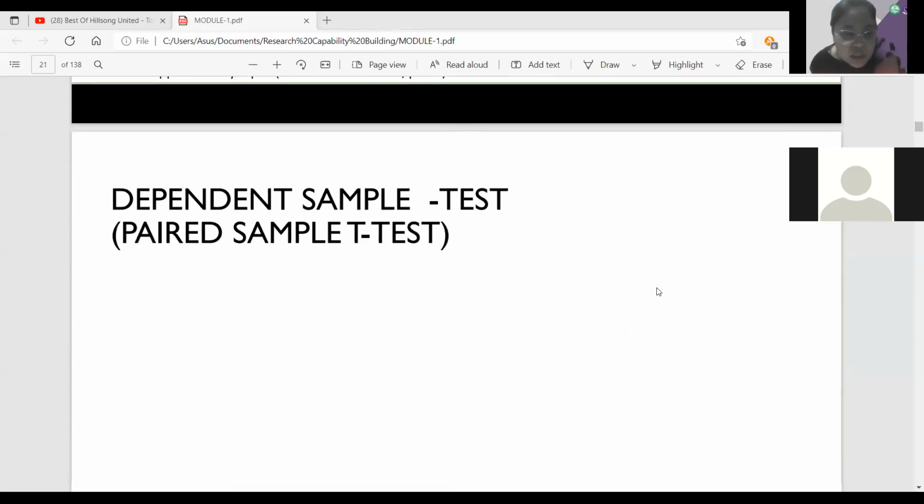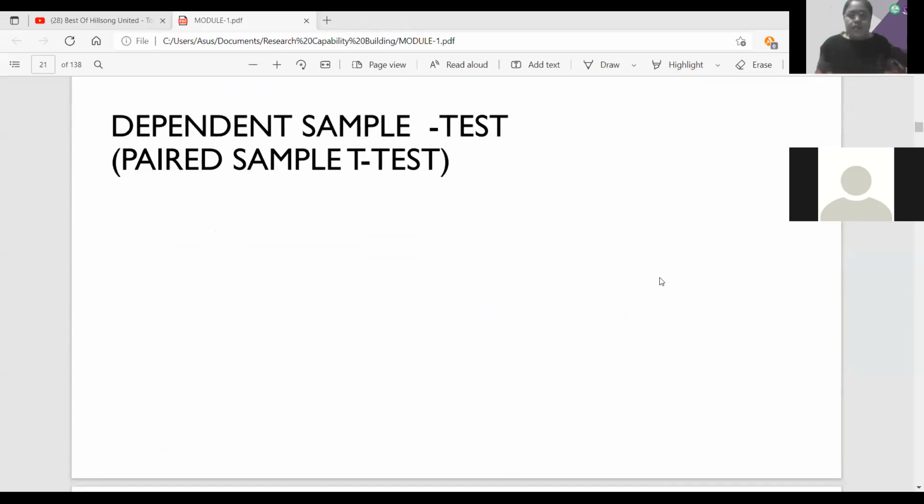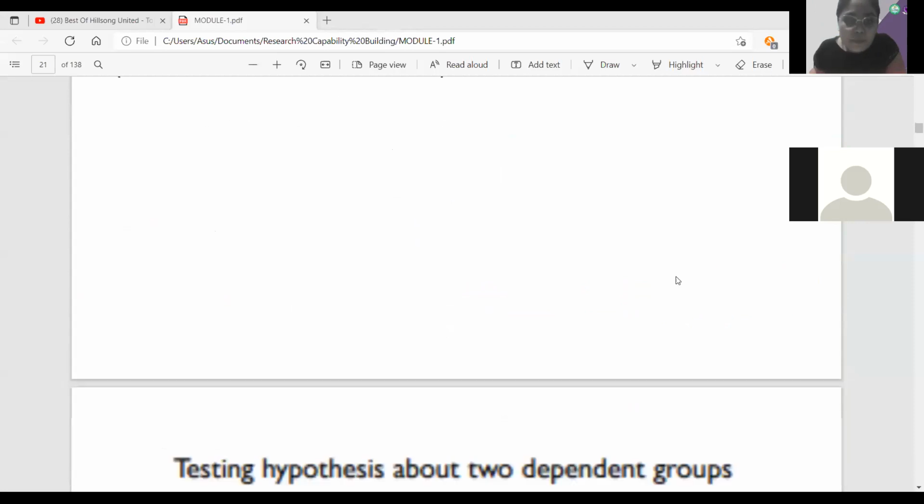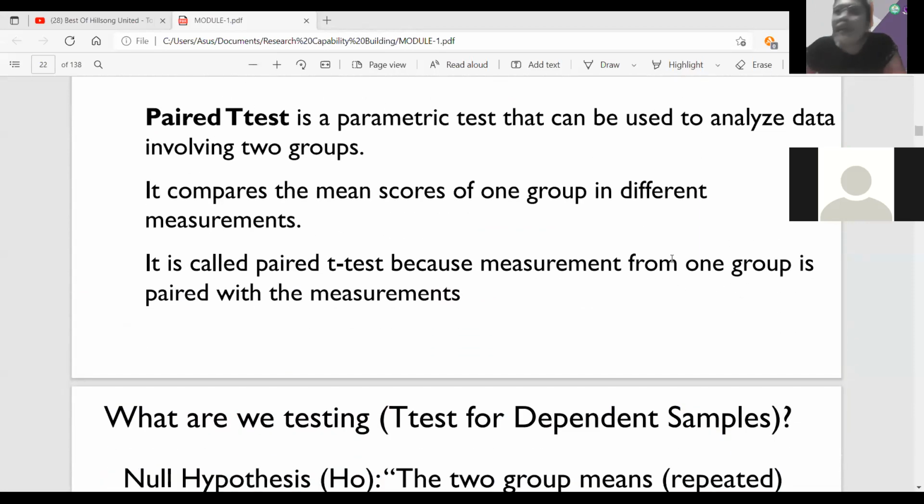Now let's move on. Meron ba ditong gagamit ng paired t-test? Hindi ko kasi sure. Kasi sa section B meron. So kailan natin gagamitin si dependent sample t-test or paired sample t-test? Actually, it's the same thing.